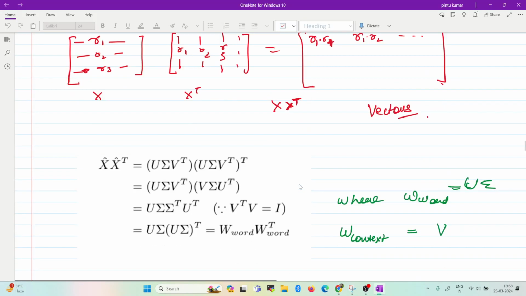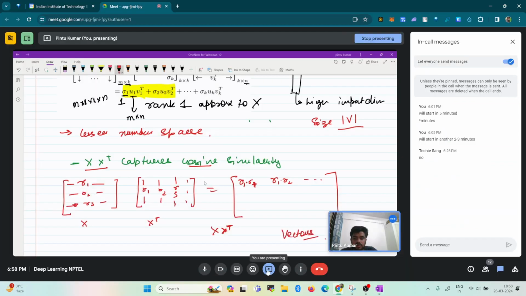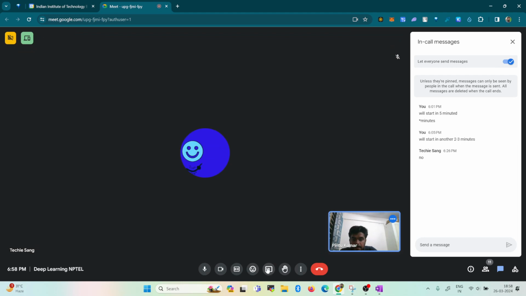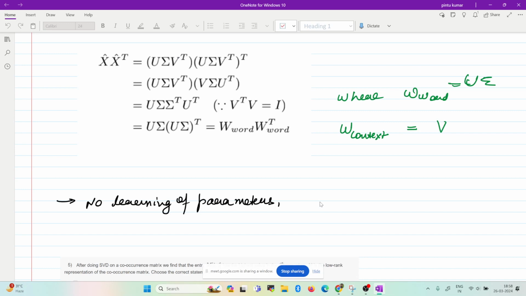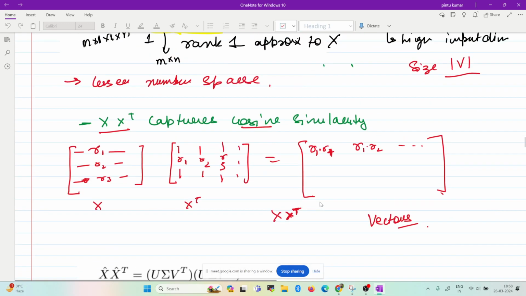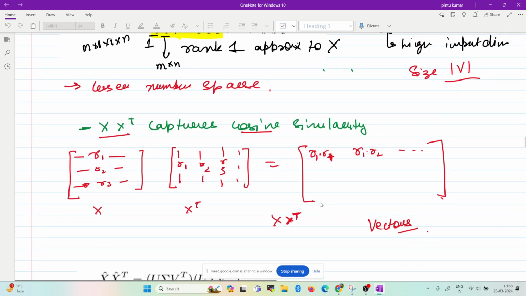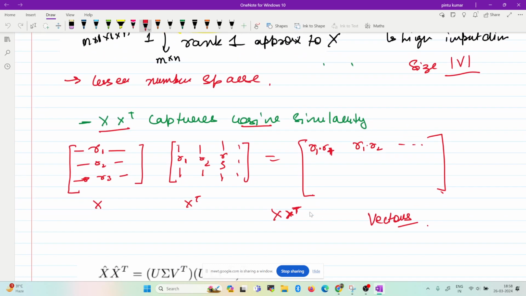You can see my screen, right? I think it's frozen. Okay. So your X X transpose gives you the similarity between your representations. So let's say you have a representation of cat and you have a representation of dog. Then the ijth entry of your X X transpose would give you the similarity between these two vectors.